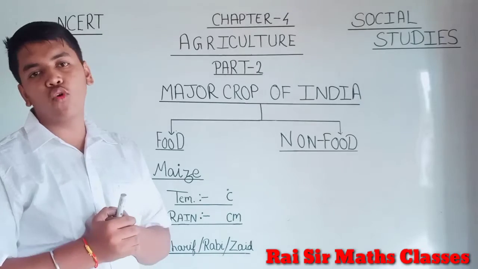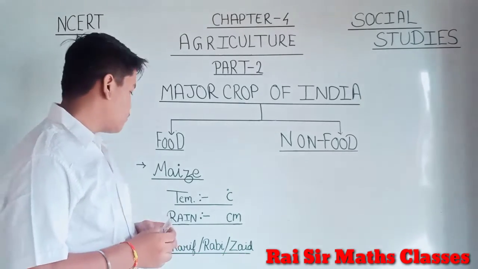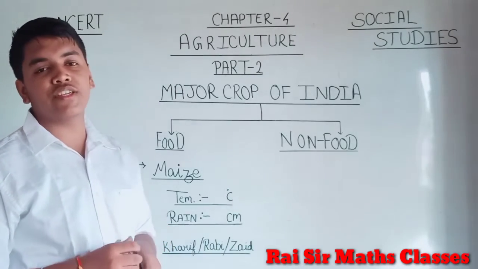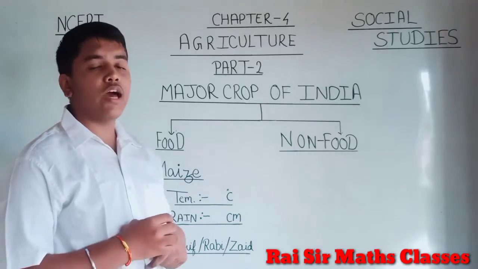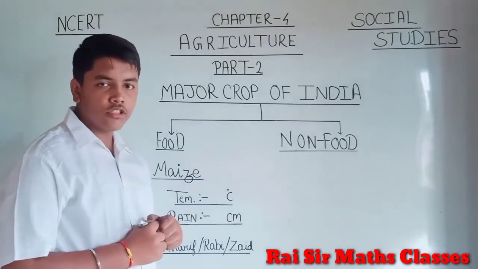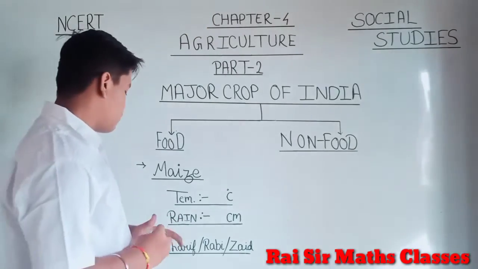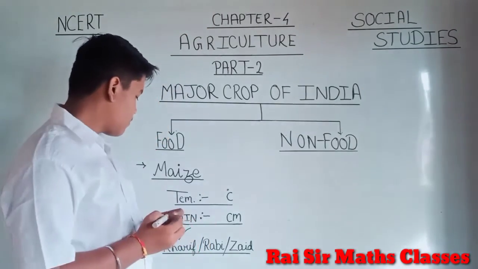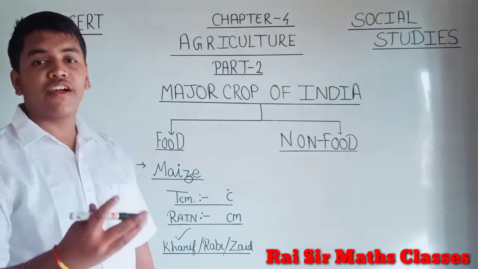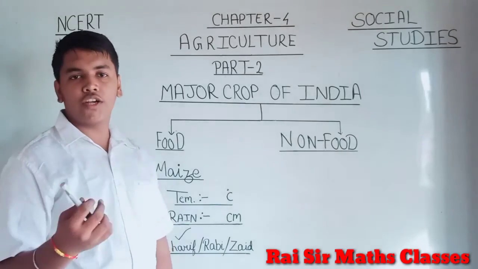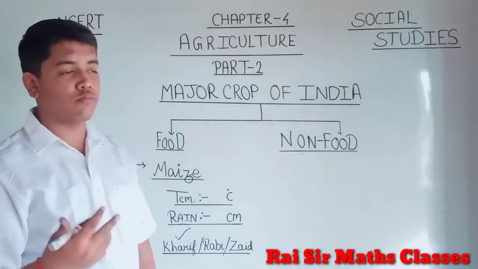Now let's start with the fourth one, that is maize. Maize is the fourth most important crop in India. Maize can be understood in terms of corn. So what are its characteristic features? Basically it is a kharif crop. What are the characteristics of a kharif crop? A kharif crop requires more water, as I told you in my previous video.